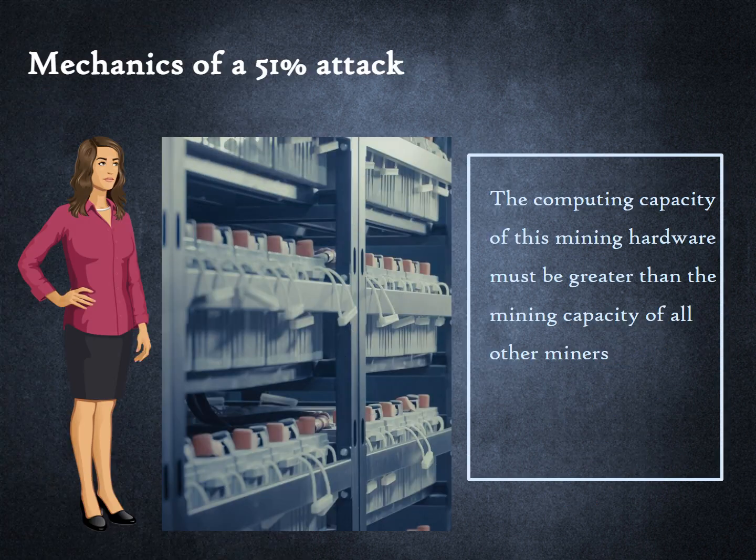Assume a malicious miner assembles a set of powerful computers. These computers iterate the nonce very fast. To succeed, the computing capacity of this mining hardware must be greater than the mining capacity of all other miners. This means that this miner can guess the golden nonce faster than everyone else.